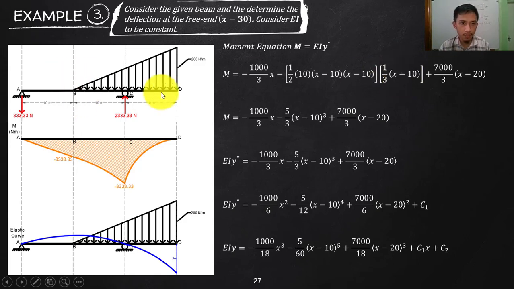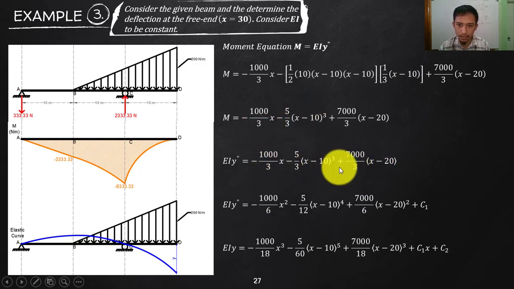Then now, as we move on here, that will still be the triangle, so that's already there. This is just the additional, so that is now a positive, since that is a clockwise. I will use the entire value, 7,000 over 3, and then the moment arm is x minus 20. And then of course now, you can simplify this one. So that will be 5/3, and then that is x minus 10 raised to 3.